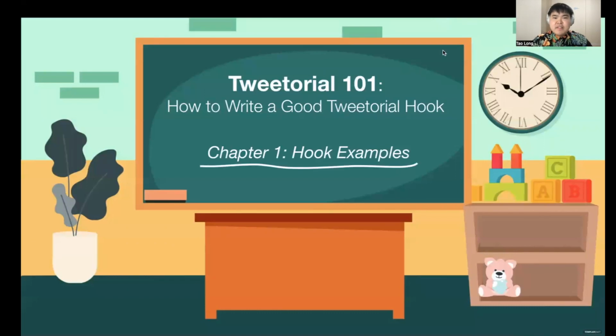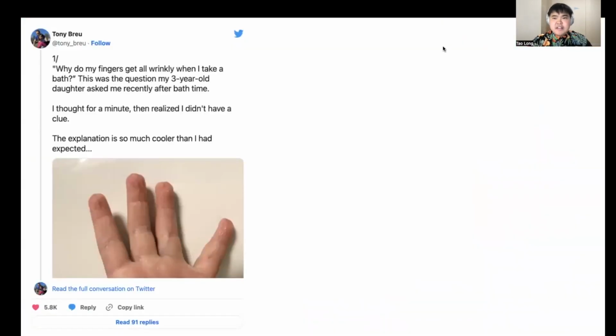Firstly, from the wrinkly finger example that we saw earlier, it first starts with a question. Why do my fingers get all wrinkly when I take a bath? This was a question that my 3-year-old daughter asked me recently after bath time. I thought for a minute, then realized I don't have a clue. The explanation is so much cooler than I expected. Then it goes to the following tweets.